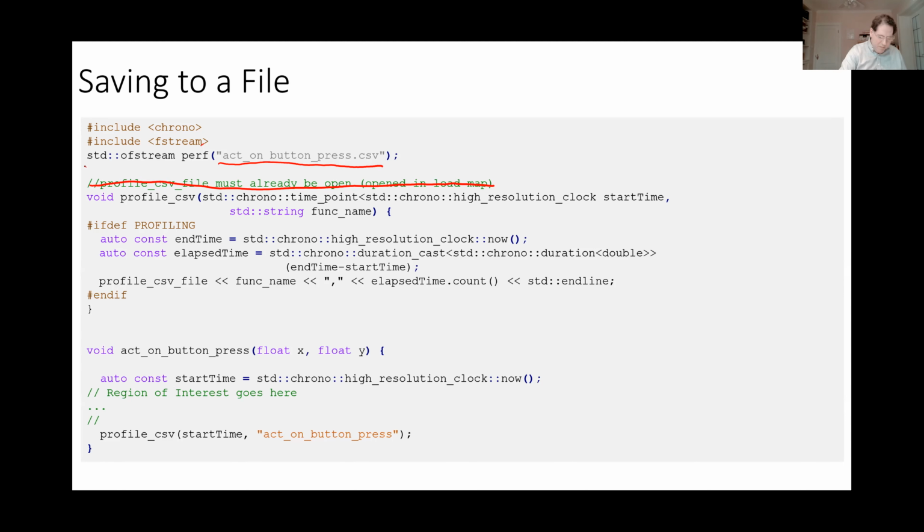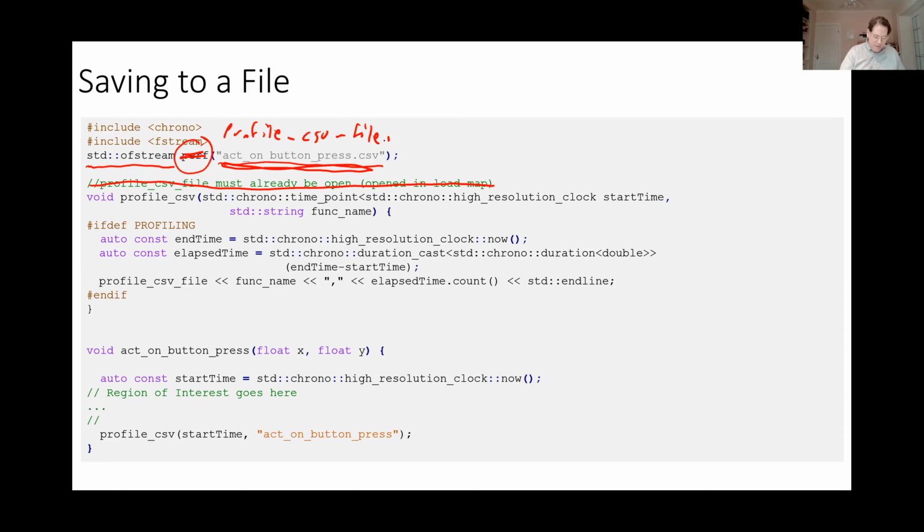And I'm going to create an object of type output file stream. So I'm creating an object kind of like cout. It's a stream and it's for output, but instead of going to the screen, it's going to go to a file. Which file? This is the name of the file. Okay, I need to give that object a name. And actually this name is wrong. It should be profile CSV file, because that's what the rest of the code assumes.